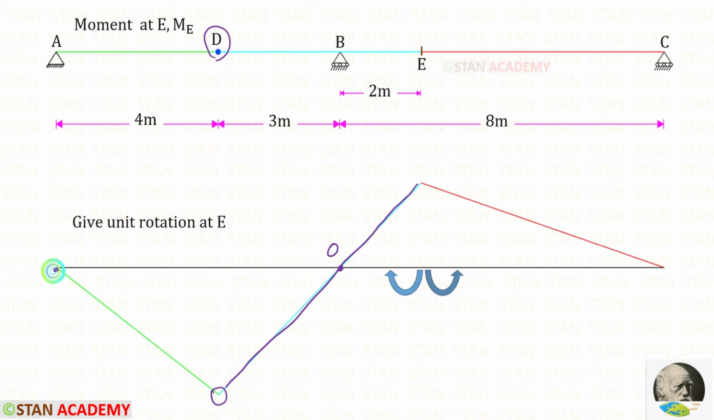In the point A, the displacement is 0, so the segment AD goes this way. Also in the point C, the displacement is 0, so EC goes this way. In the point E, we have applied unit rotation. Both of the sides are rotating. In this case, this angle will be unity.